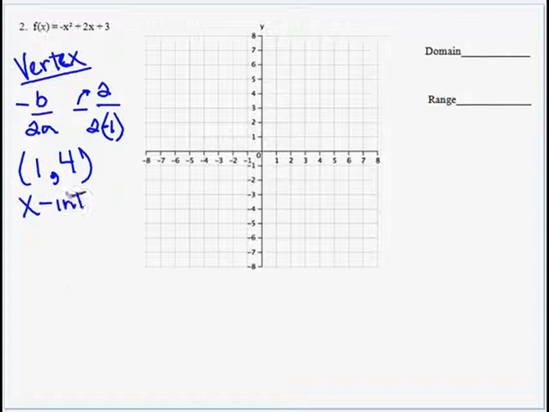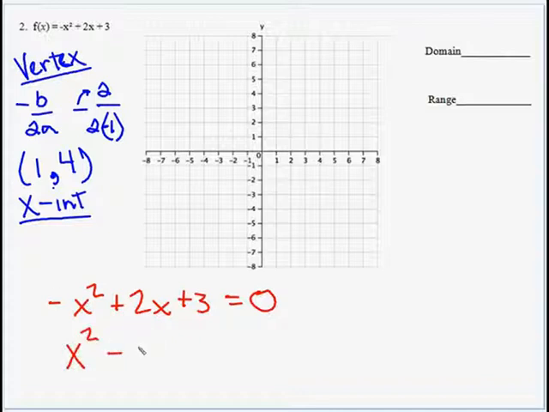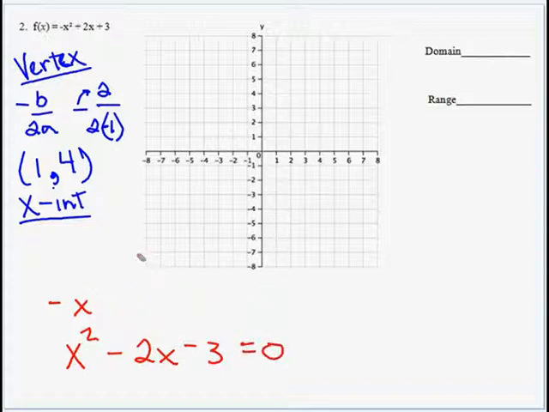X-intercepts. I'll put x-intercept here, and I'll leave some space. Of course, to find the x-intercept, we want to set the function equal to 0. The first thing I would do before I tried to factor would be to divide everything by -1. So I would switch all my signs, and 0 doesn't have a sign, so it stays 0. Okay, now can we factor that? That's x squared, of course, from x times x. -3, the factors that add up to -2. Well, that would be a -3 and a +1.